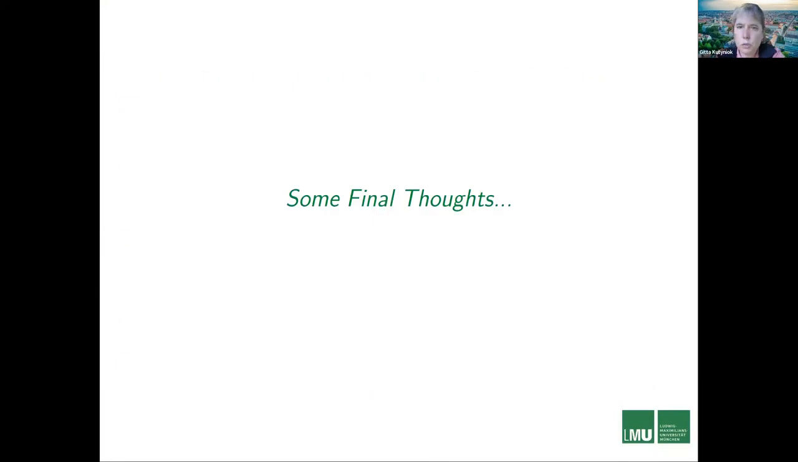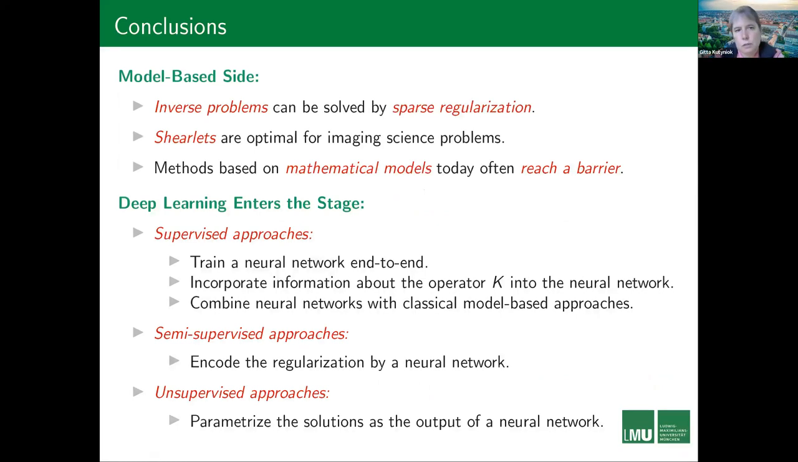Okay, so let me conclude. So in inverse problems, we first looked at a model-based side, and we discussed a particular way to solve inverse problems, namely by sparse regularization techniques. So that assumes that the original image has a sparse representation, and then imposes this as a prior. And we then explicitly took a look at shearlets, which can to a certain extent be proven to be optimal for imaging problems, and used that for getting a sparse expansion.